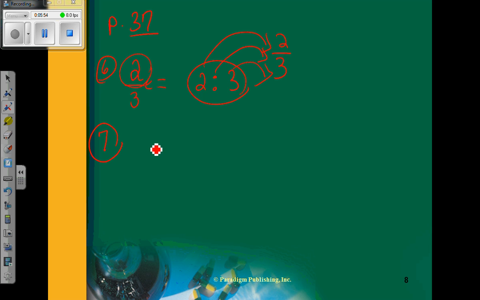Number 7, we have 6/8. Okay, but first, if you look at this, it needs to be reduced down. So 2 is a common number that will go into both of these. 2 will go into 6 3 times. 2 will go into 8 4 times. So it takes it to 3/4, and then you want to convert that over into a ratio, 3:4. Okay. So those are some examples off of page 37.